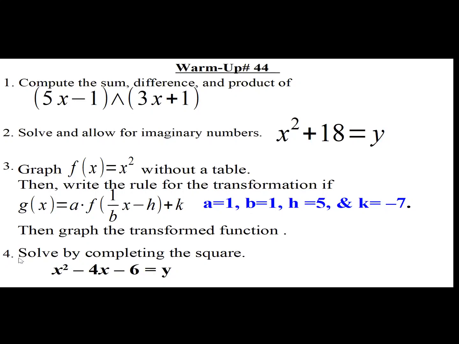And number 4, it says solve by completing the square. X squared minus 4x minus 6 equals 0. Copy that and go, and then I'll come right after and work those out with you. Go.